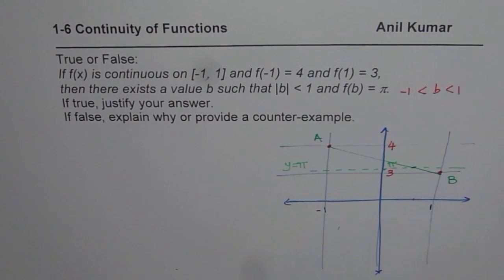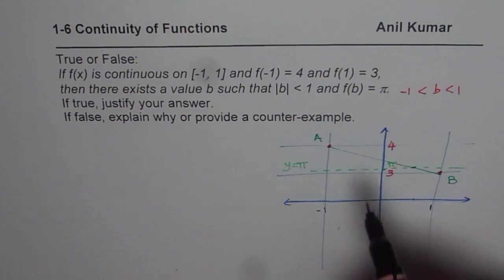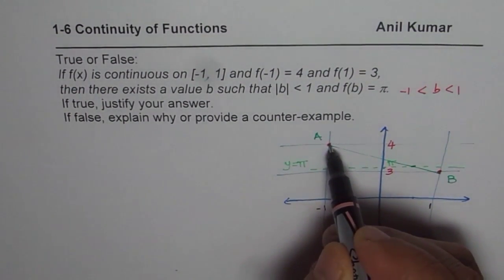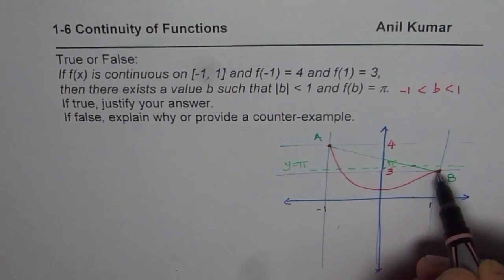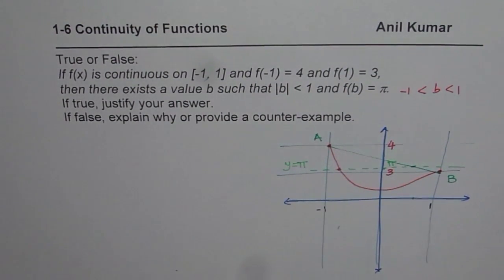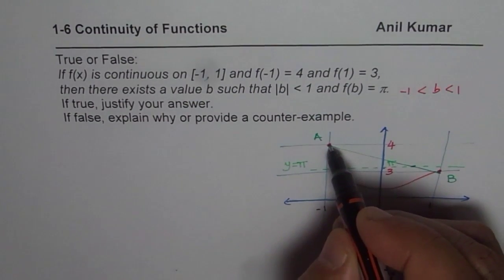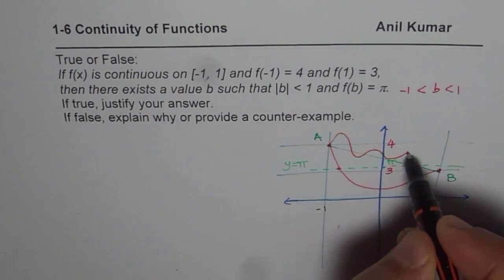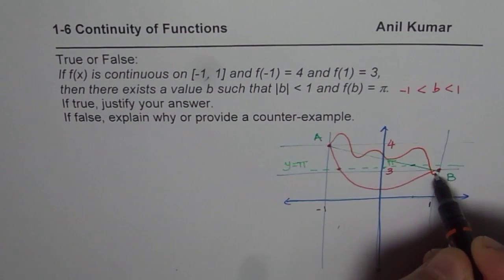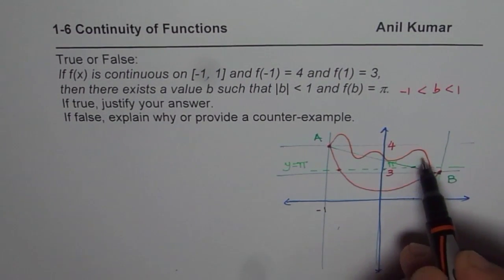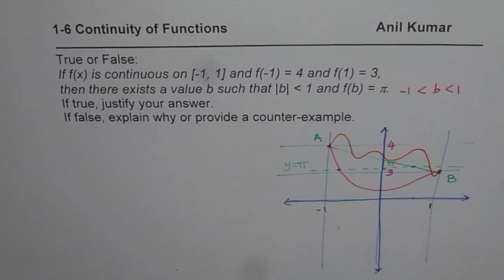That means it could have been connected by some other function in a very different way. For example, we could connect like this. Even if we connect like this, we go through this point. Do you see that? Or we could connect it some other way, right? The whole idea here is, can we connect the points A and B? Let's say we connect something like this. That is also a function, but it also goes through y equals pi, correct?